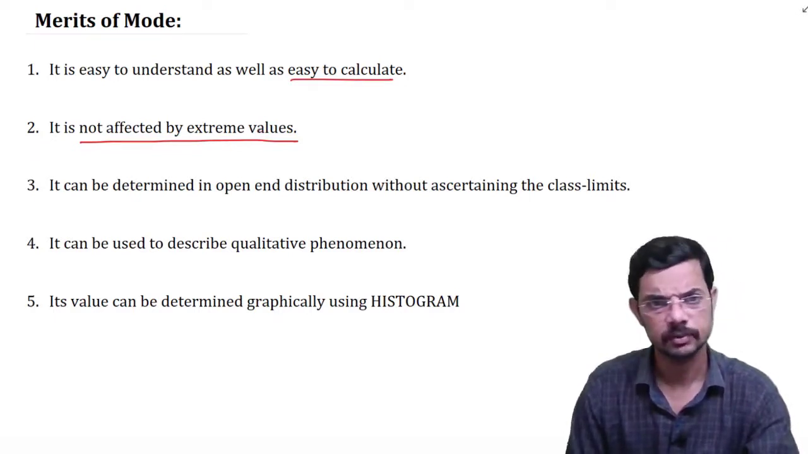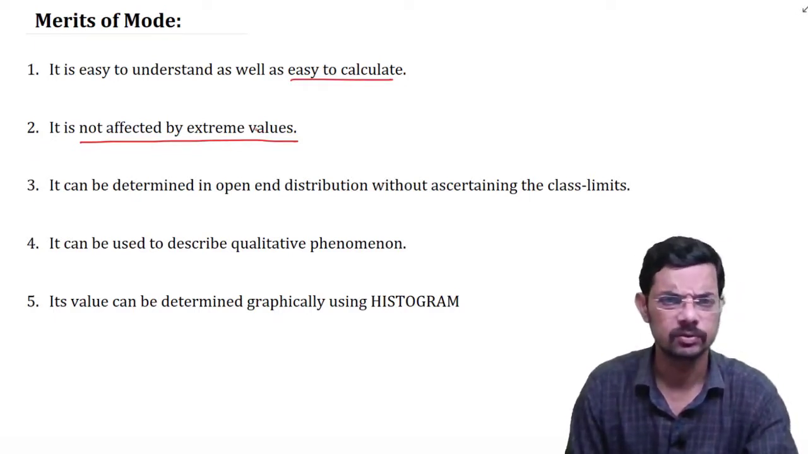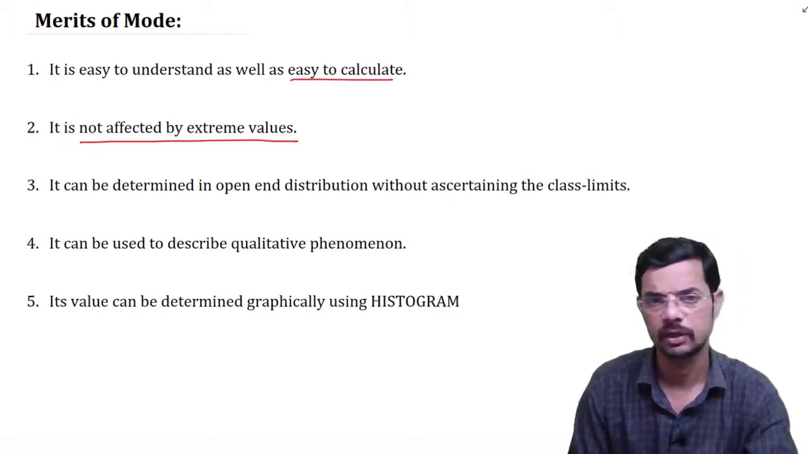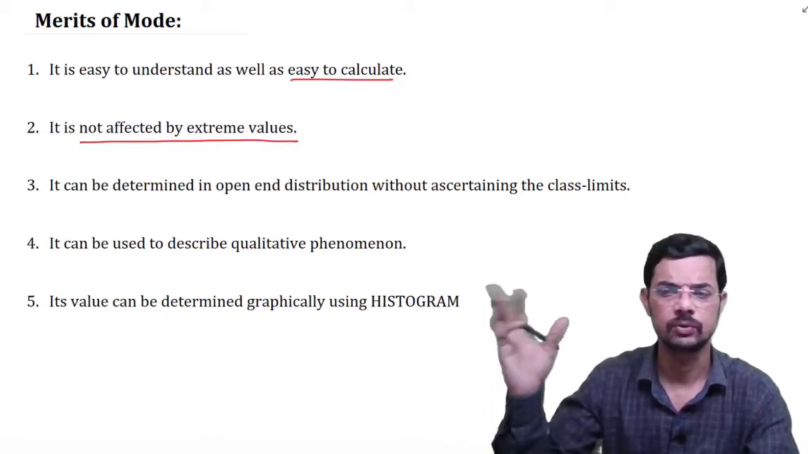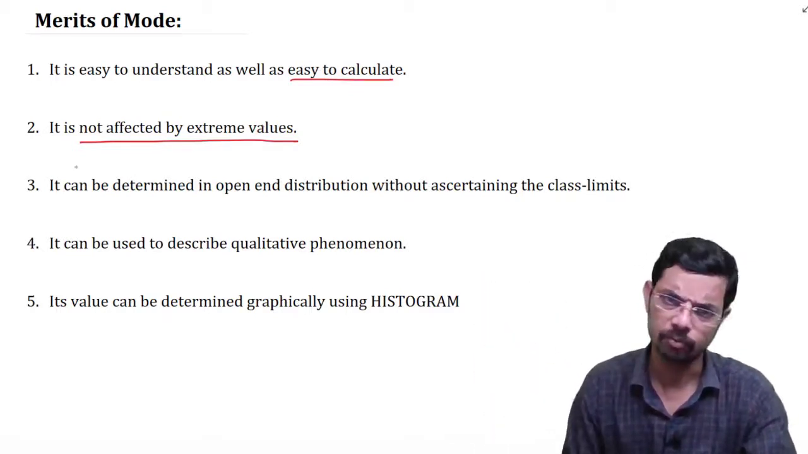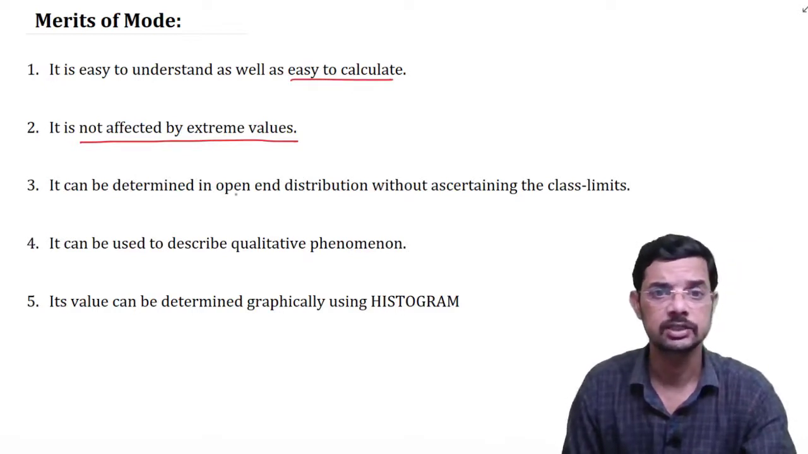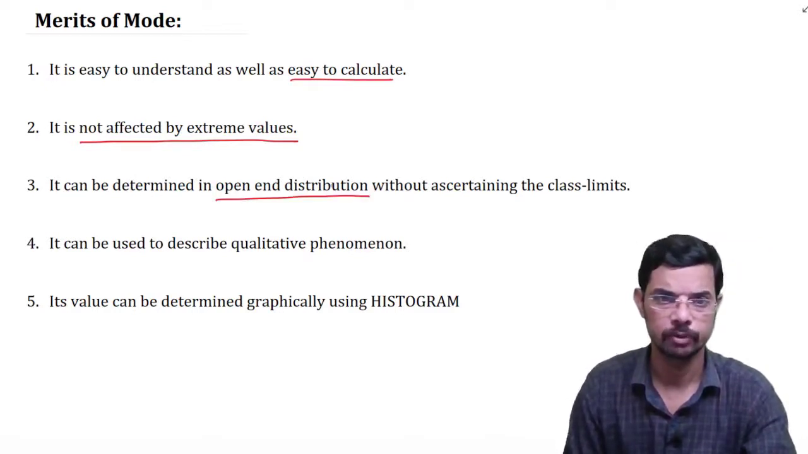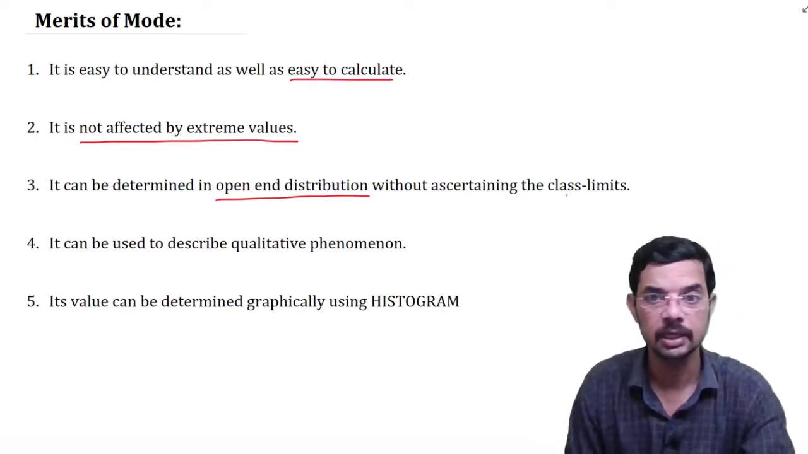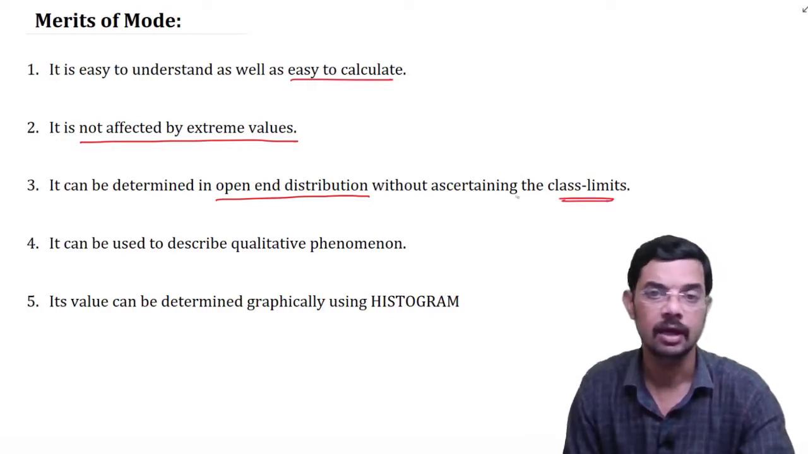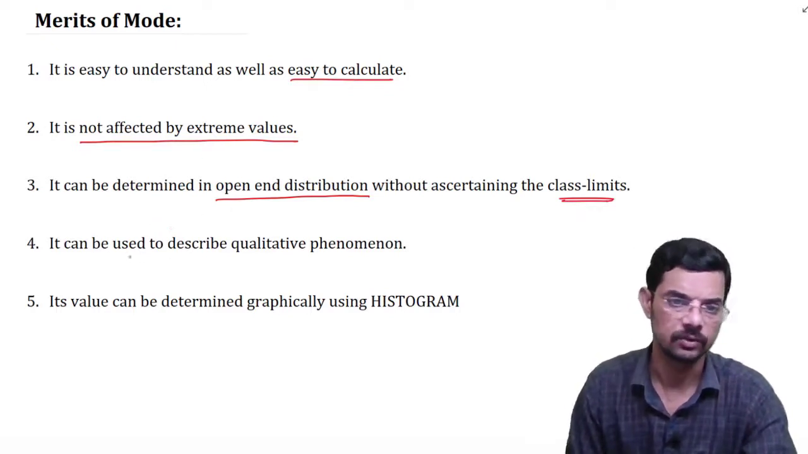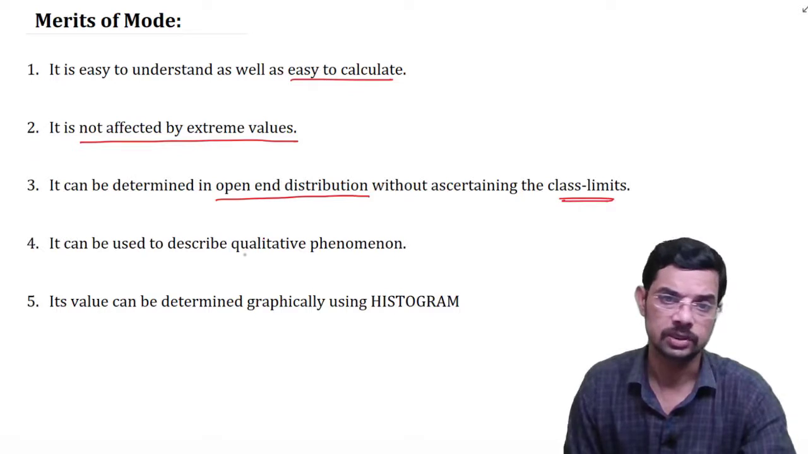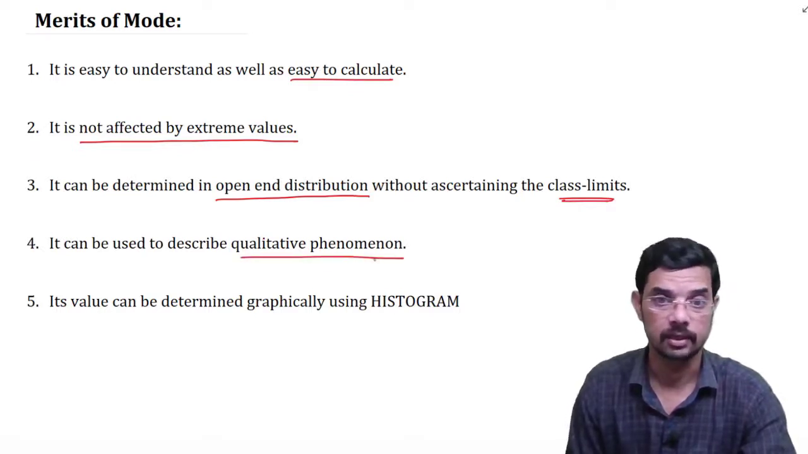Or if some middle value is repeated maximum number of times, then that becomes the mode. So it's not affected by extreme values. If you add one large value to the given set, then it doesn't change the mode of the data. It can be determined in case of open-ended distribution. That is a positive point. It can be determined in case of open-ended distribution without ascertaining the class limit. Even if you don't know the class limits, we can find out the mode of the given data, since it is not affected by extreme values. It can also be used to describe qualitative phenomena, right?